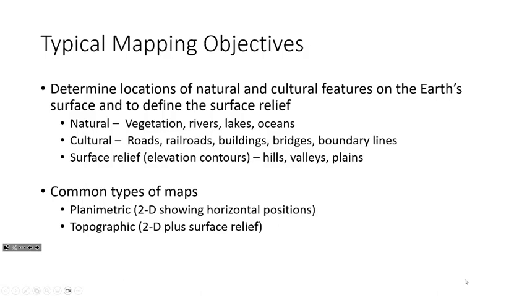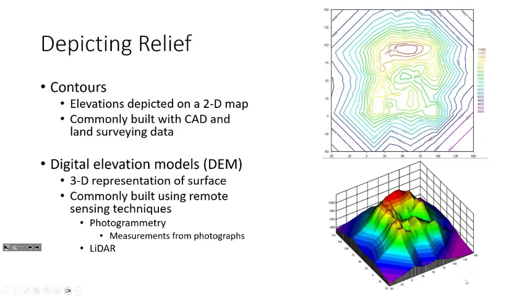The property survey maps that we were looking at were mostly planimetric, where really all we cared about was horizontal positions between boundary corners and things like that. Now, the way that we depict relief on a map is through contours. That's the main way of depicting relief. Everybody here has seen a map that has contour lines on it at some point or another.